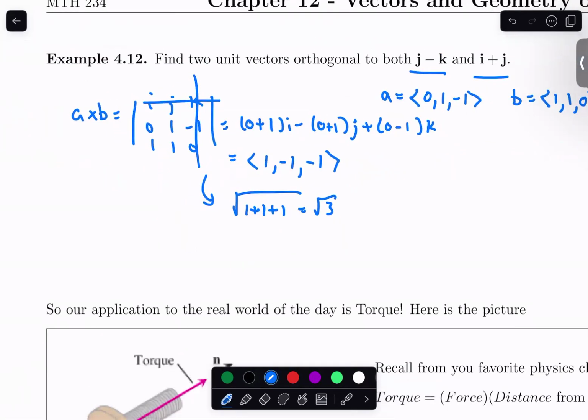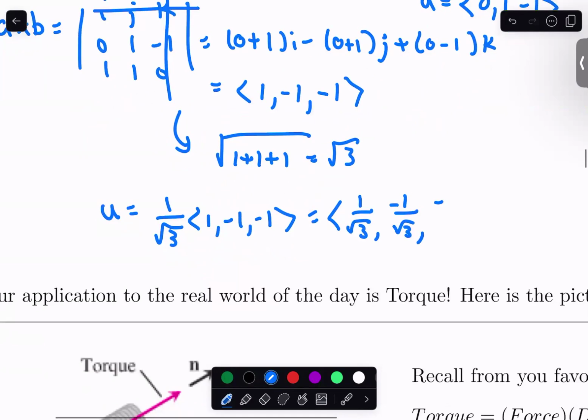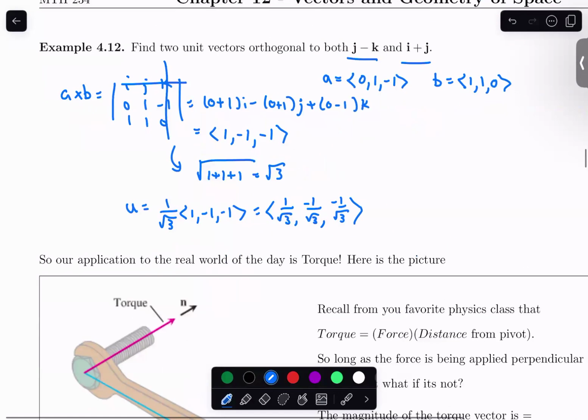So that means maybe one unit vector would be 1 divided by √3 times this. Which, by the way, if this was a WeBWorK question, it would accept this. You could simplify if you'd like, by just distributing the scalar to each piece: 1 divided by √3, -1 divided by √3, -1 divided by √3. So either one of these, by the way, WeBWorK would accept. All right, so now I found one unit vector.